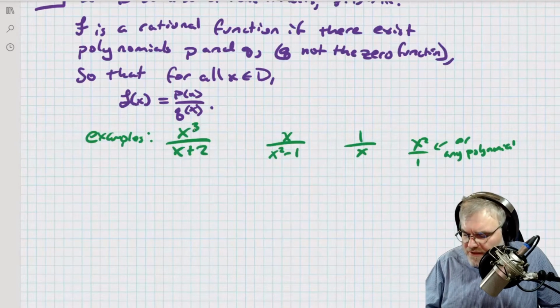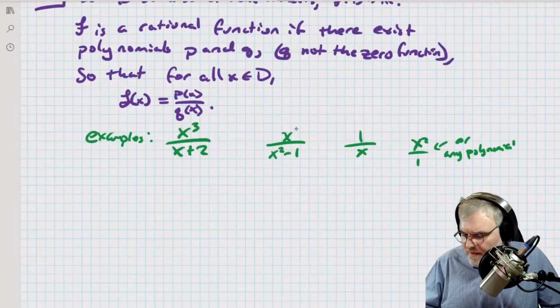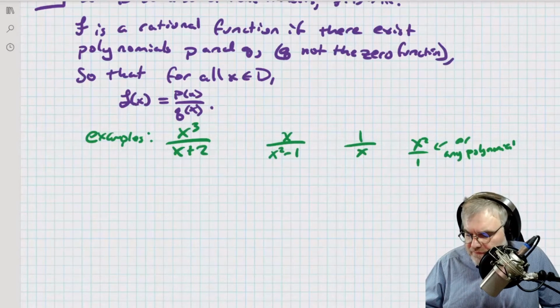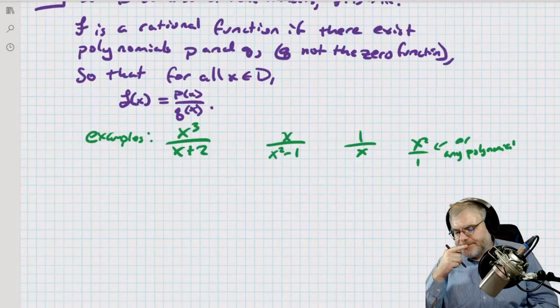So x cubed is a polynomial. x plus 2 is a polynomial. So this is a ratio, one polynomial over another polynomial. This is one polynomial over another polynomial. This one happens to be a monomial, but that's still a polynomial. This right here is a constant over x. This is x squared over 1. So, of course, x squared is in there too. Okay.